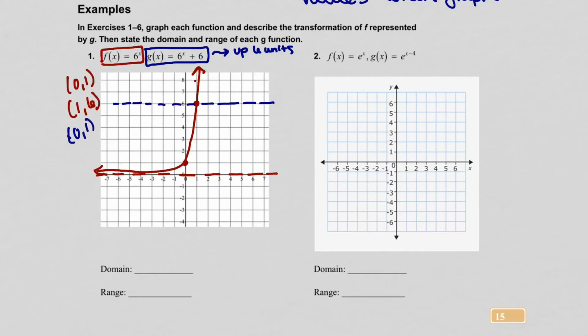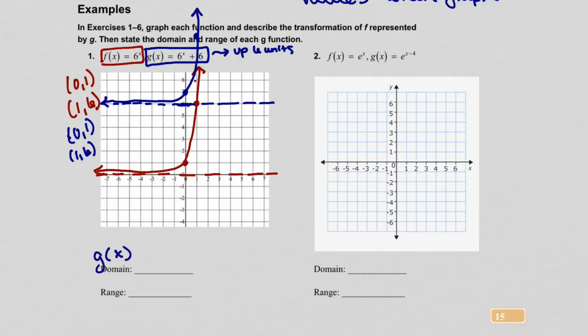So I know from this new point, this new axis, I'm going to have those same points. So I'm going to do (0, 1) and (1, 2, 3, 4, 5, 6), probably about there. I'm going to hug the asymptote, curve it sharply, connect those dots, continue on. So it all looks good. You can see you just moved it up.